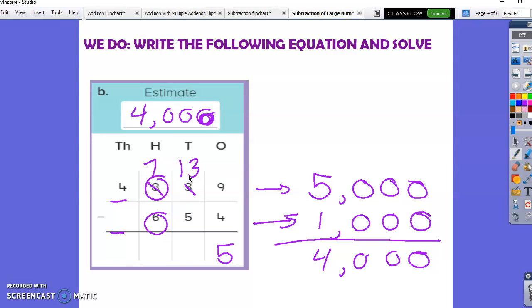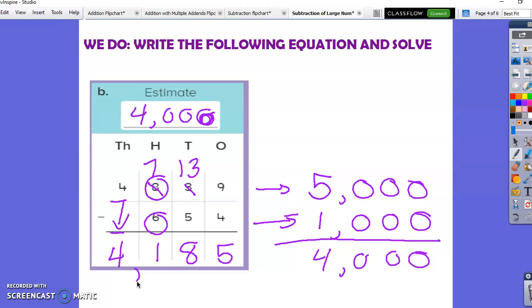13 minus 5 is 8. If I have 6, I can take away 6 from 7. I'm left with 1 remaining. And my 4 just comes on down. And you should have a difference of 4,185.